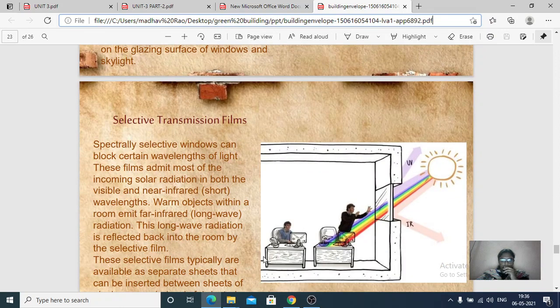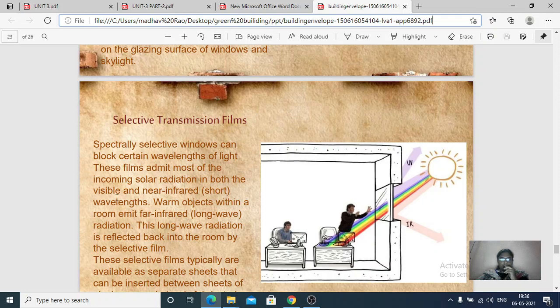Selective transmission films. Here you can see if improper construction is done, the sunlight will be directly entering, that will be ultraviolet rays, and that will lead to long wave ultraviolet rays and infrared rays. So see here, the spectrally selective windows can block certain wavelengths of the light.